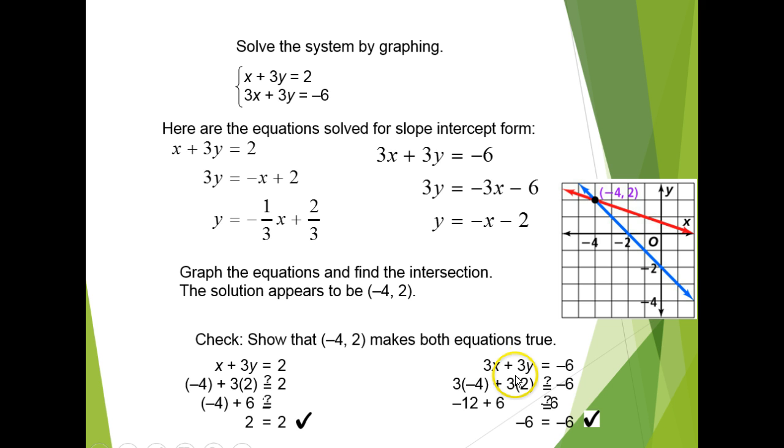Alright, here's your work for plugging in. We get negative 6 equals negative 6 when we plug it into this equation. When we plug in negative 4, 2 into this equation, we get 2 equals 2. Notice they went back to the standard form or the original form when they plugged in. They didn't use the fraction one. It's okay either way, they're both the same equation. Just make sure you plug your x and y values back in.